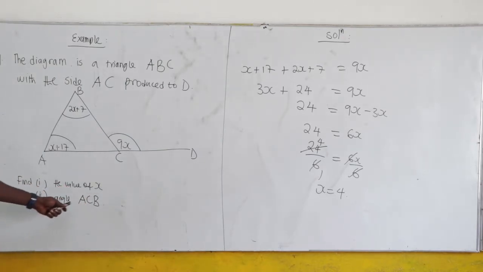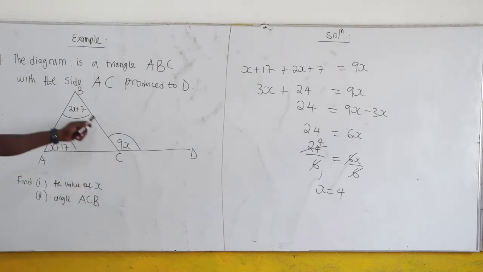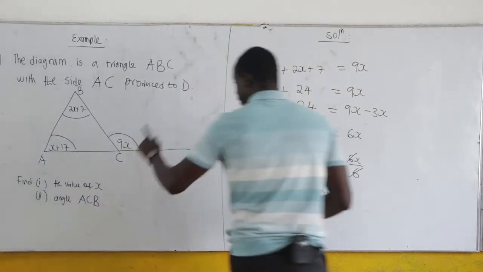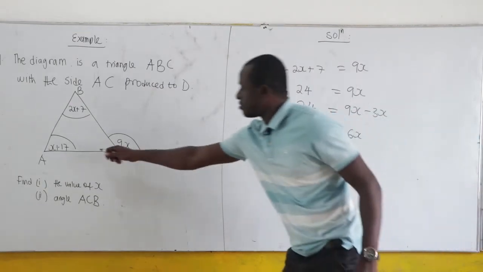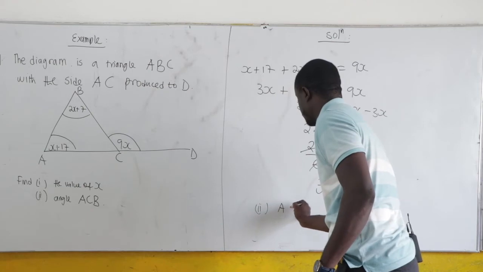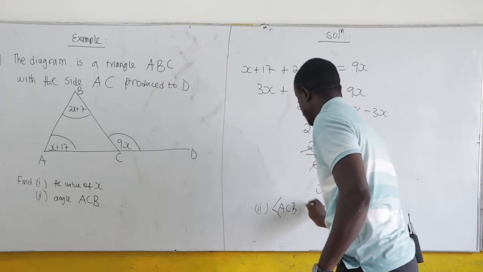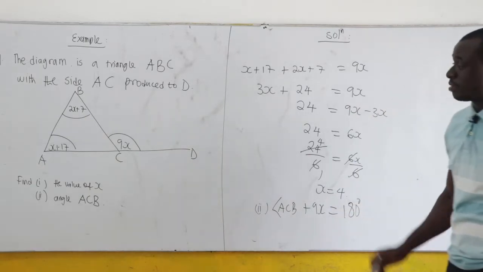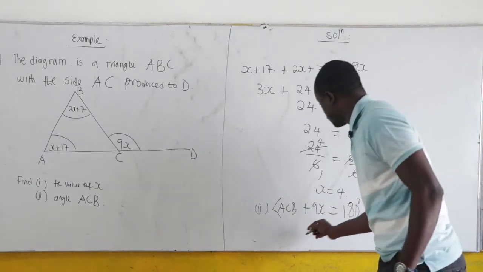Now the second one, we should find ACB, the angle ACB. Now let's see, we want to find angle ACB. Now this is a straight line. So the second one, what can we say? Angle ACB plus the 9x equal to 180 degrees, sum of angles on a straight line. x is 4.